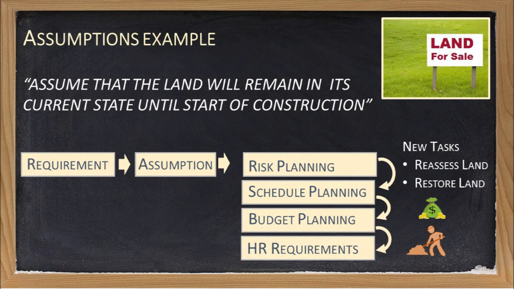As such, as part of our risk management planning, we'll decide to put an extra task at the start of our project to verify that the land has in fact remained in its previous state. We can also decide to put some money aside in a contingency fund to clean up or restore the land if needed, and we can research some options on who to hire to do this work if needed.